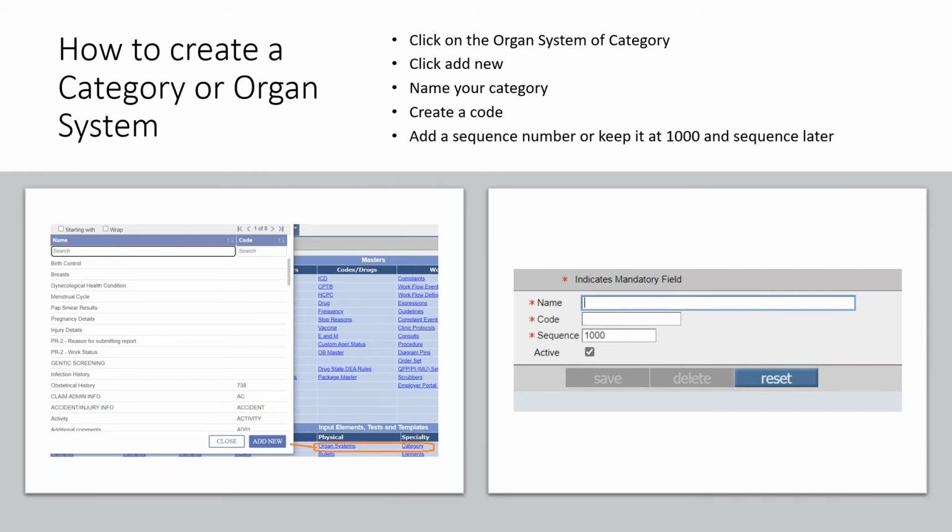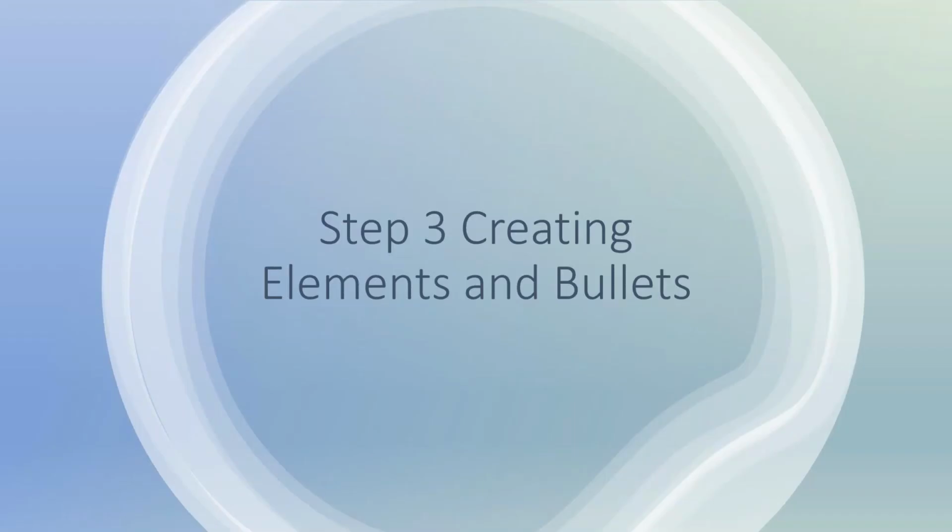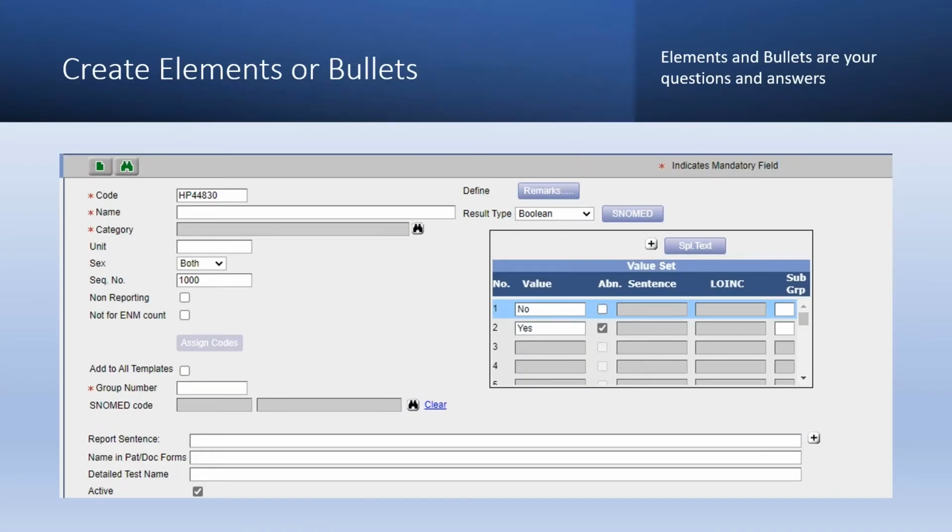So now, step 3 is creating the bullets, elements, and templates. So this is probably the most difficult part. It's not really difficult, but it's the most time-consuming part. And this is basically just creating your questions and your answers, okay?